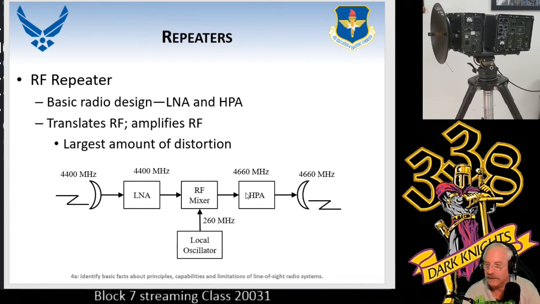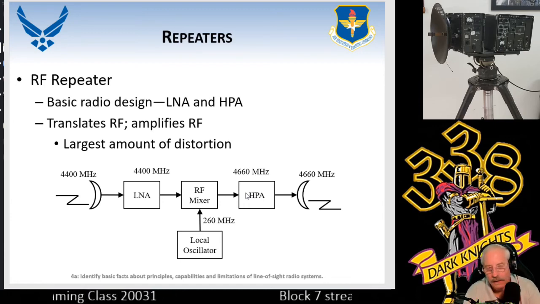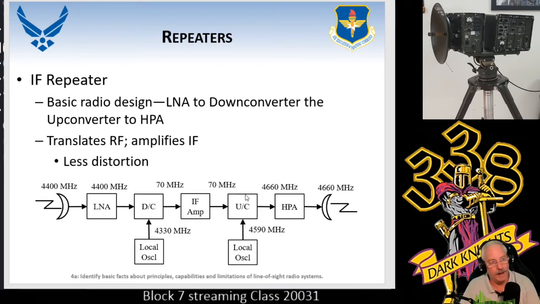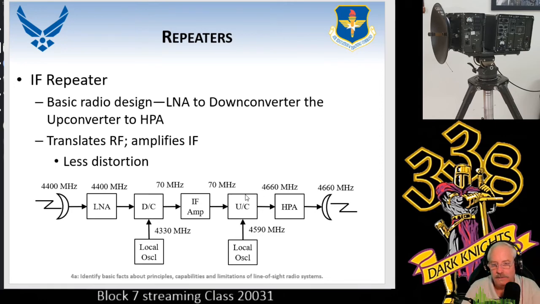Now the problem with this is, because it's still in frequency form, it's going to introduce a lot of noise. Why? Because you have two amplifiers in there. It's going to amplify not only the received signal, but it's also going to amplify the noise. So that's the reason why it says it introduces the largest amount of distortion amongst the four repeaters that we go through. We have the IF repeater, which is going to break it down into the IF section.